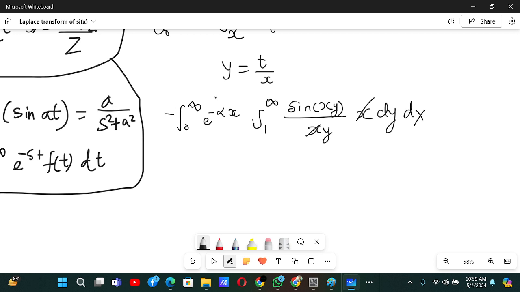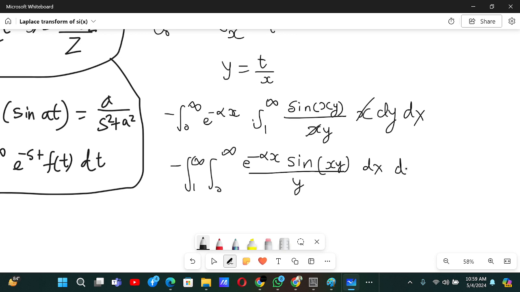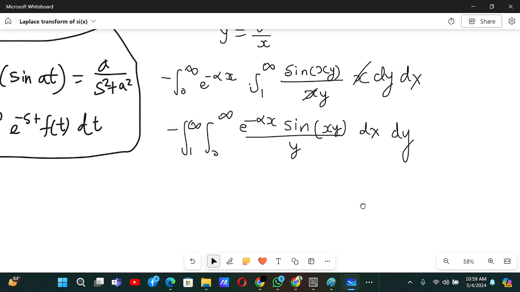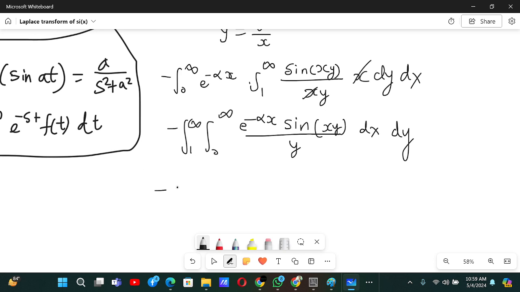Also, we will try to interchange the integrals, because most of the time if we interchange the order of integration, the integral simplifies, and so in this case as well. E to the power minus alpha x sine xy by y, and if we interchange the order of integration, dy dx becomes dx dy. Now since this inside integral is in the world of x, y is just a constant, so we can deal with it knowing that y is a constant.